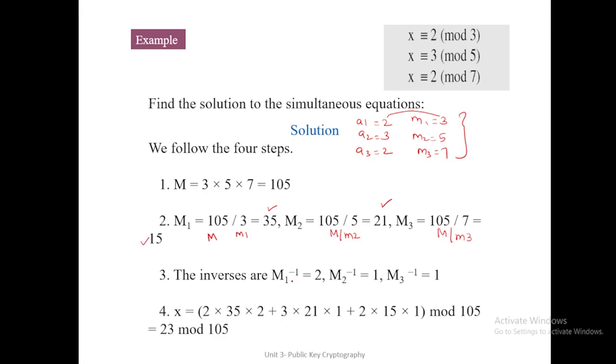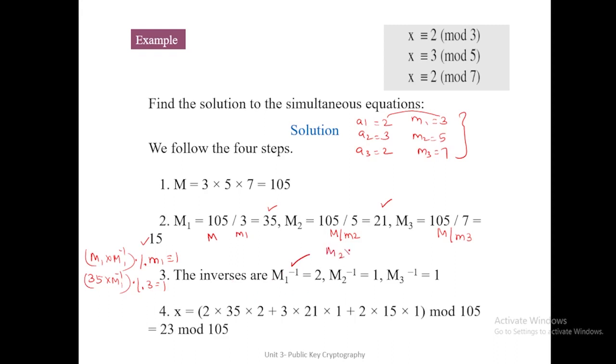Next step is we should find out M1 inverse, M2 inverse, M3 inverse. The formula is M1 into M1 inverse mod small m1 should be equivalent to 1. Our M1 value is 35. So 35 into M1 inverse mod our small m1 value 3. If you take M1 inverse as 1, 35 mod 3 is not equivalent to 1. Let us take M1 inverse as 2. So 35 into 2 is 70. 70 mod 3 is 1. So the answer for M1 inverse is 2.